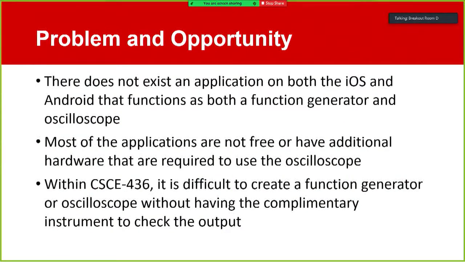All right, now we can talk about the problem and opportunity that we seek to solve with our project. So currently, or at least before, there was not an application on both iOS and Android that contained both an oscilloscope and function generator that met the needs of the course. And most of the applications that did exist were not free or required additional hardware to use the oscilloscope application. And within CSE 436, it's difficult to create a function generator or oscilloscope without having the complementary instrument to check the output. And the complementary instrument would be either a physical oscilloscope or our app.